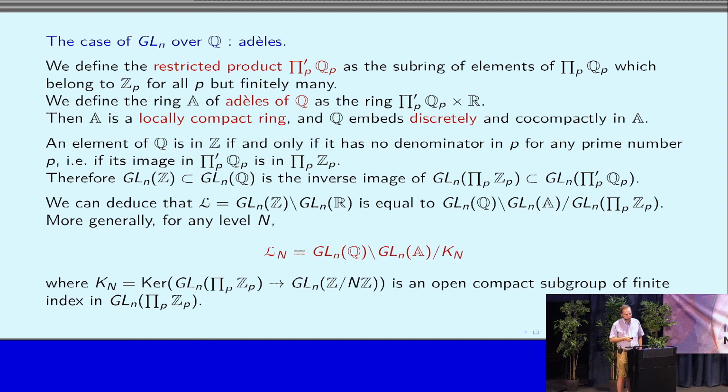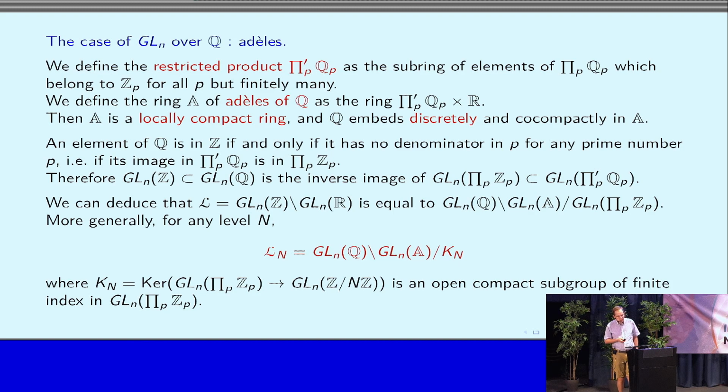Now I introduce adeles. The restricted product of all Qp is the subring of elements of the product which belong to Zp for all p except finitely many. To obtain the ring of adeles, you take the product of this with R. It's a locally compact ring, and Q embeds discretely and co-compactly in the ring of adeles.